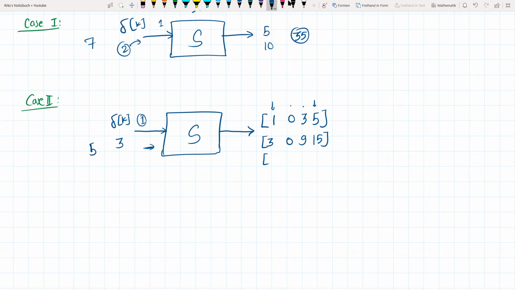Then your system will just spit out 5, 0, 5 times 3 is 15, 5 times 5 would be 25. That's easy, right? But wait.